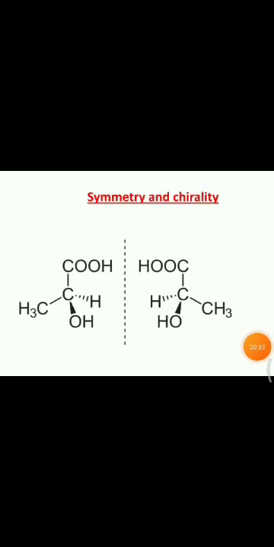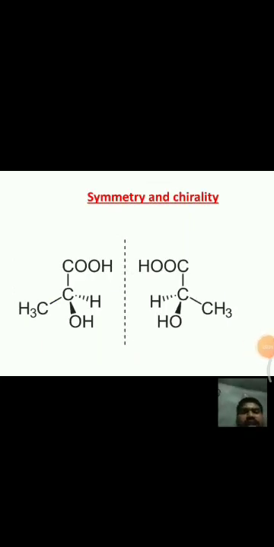And then, see here, the next one is the relationship between symmetry and chirality. We know earlier it was considered that if the molecule has a chiral carbon, then the molecule is optically active. That means the molecule is not superimposable on its mirror image. For example, lactic acid is not superimposable on its mirror image. That means it is a chiral molecule. That means it shows optical activity.